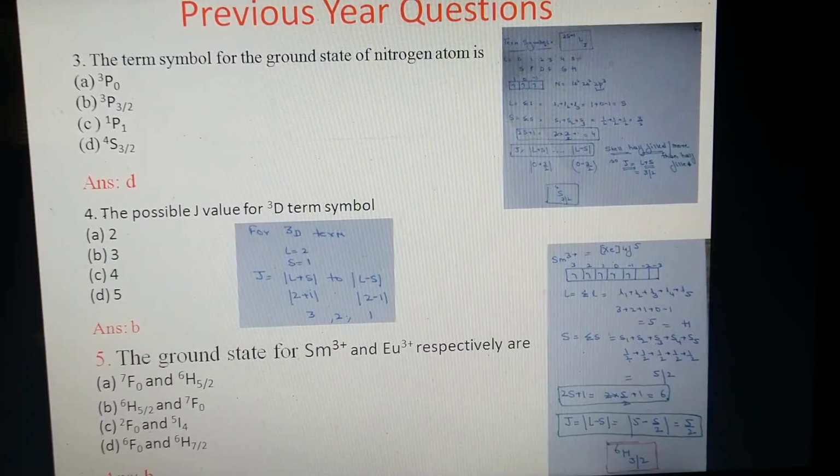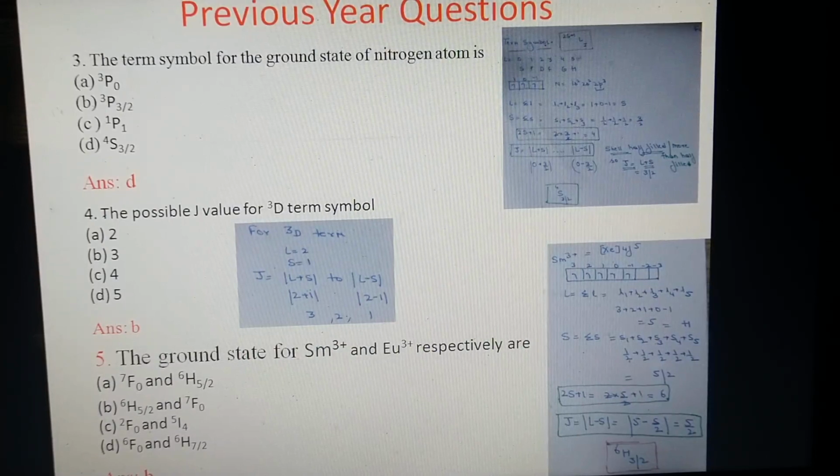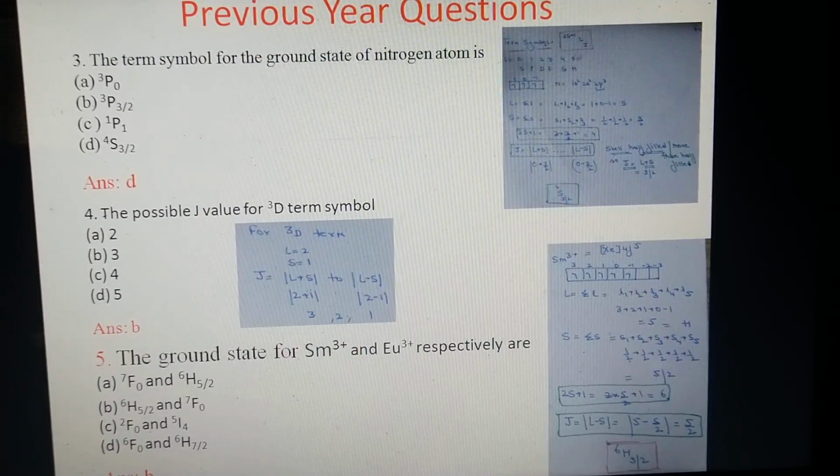Writing down the electronic configuration, the summation of L comes out to be 5, and 5 corresponds to the H term. Similarly, for the summation of S, the spin state values are plus half, and there are 5 different values, so it comes out to be 5 by 2. For calculating the spin multiplicity, it is 2S plus 1, which is 6. So with this configuration, the term symbol will be 6H 5 by 2.